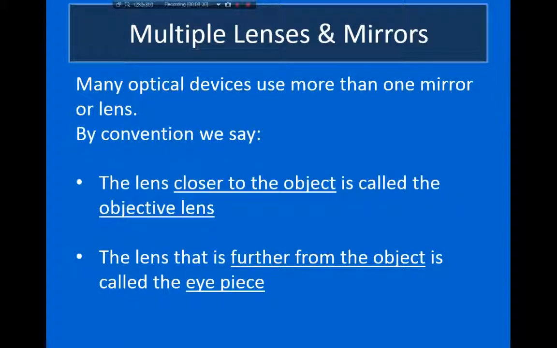Now, whenever we have systems involving more than one lens, we need some way to describe which lens we're talking about. And the usual convention is that the lens that is closer to the object is called the objective, and the lens that is further away from the object is the eyepiece. You very rarely will see problems involving more than two lenses.